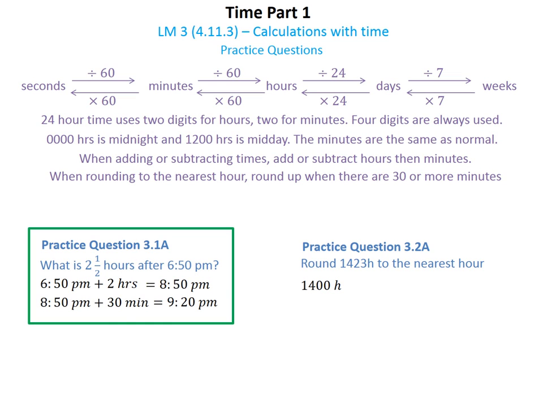So on this first one, I had to go 2.5 hours after 6:50 p.m. So I started by adding the 2 hours. 6:50 p.m. plus 2 hours brings us up to 8:50 p.m. And then plus the half hour, if we add 30 minutes onto 50, it takes 10 minutes to get us up to 9 p.m. So there's another 20 minutes left over. And so when you add the 30 minutes there, you end up at 9:20 p.m. And now since I've added the hours and the minutes, I'm at my final answer.